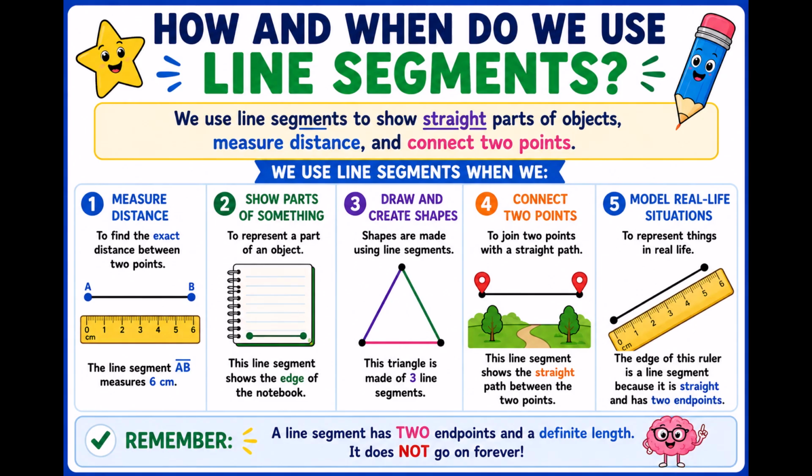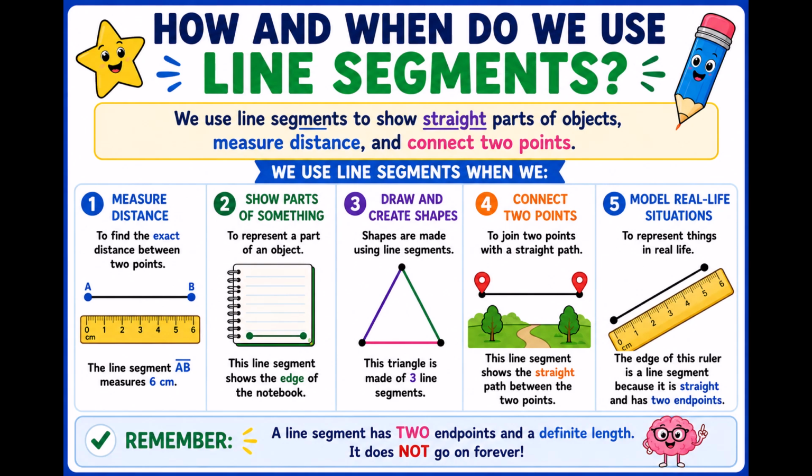Number three, we can use line segments to draw and create shapes. So, shapes are made by joining line segments together. Each side of a shape is a line segment. For example, a triangle has 3 line segments. A rectangle has 4 line segments.